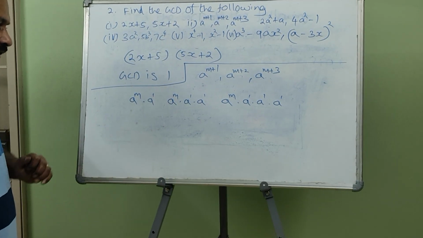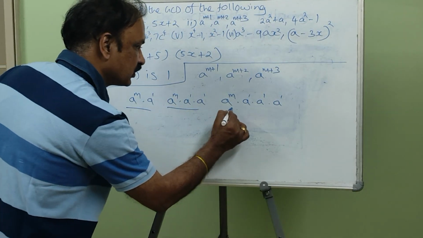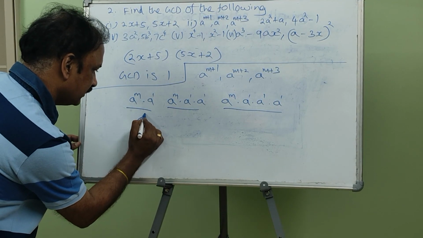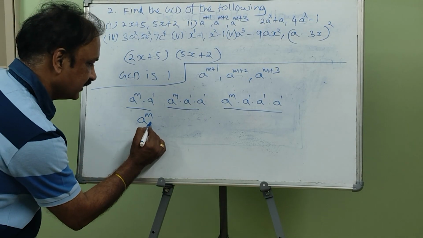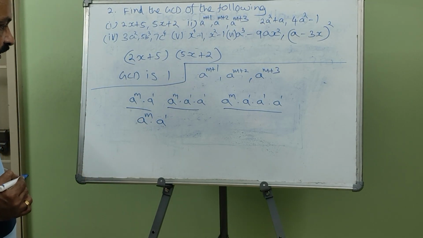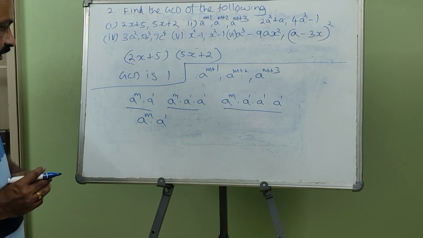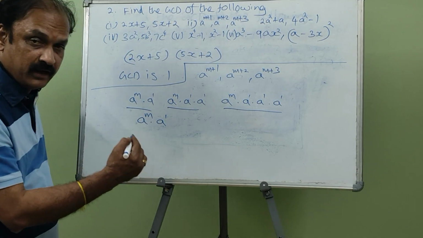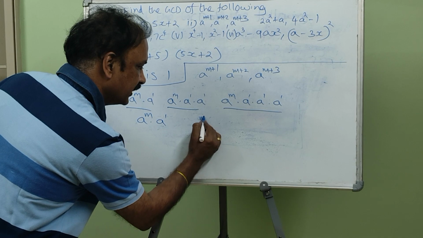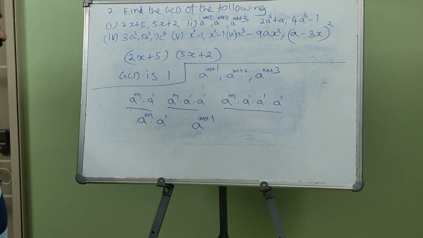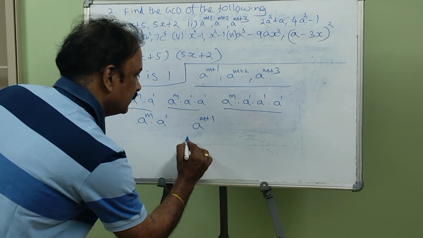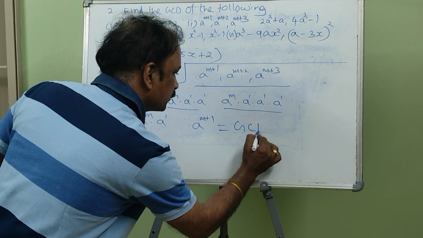Now what is common in all this? What is the common term in all these three polynomials you can split? A power m is common, right? And a power 1 is common. A power m into a power 1. If the powers are in multiplication, when you combine, the powers get added: a to the power m plus 1. So the GCD of a power m plus 1, m plus 2, m plus 3 is a to the power m plus 1. This is the GCD.